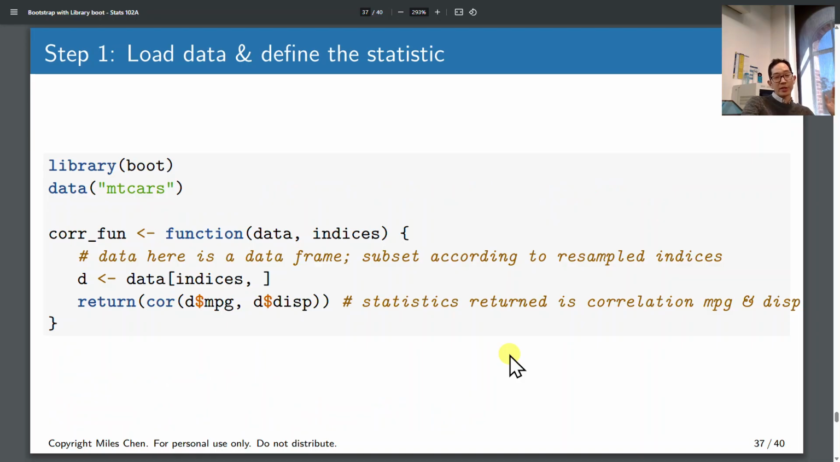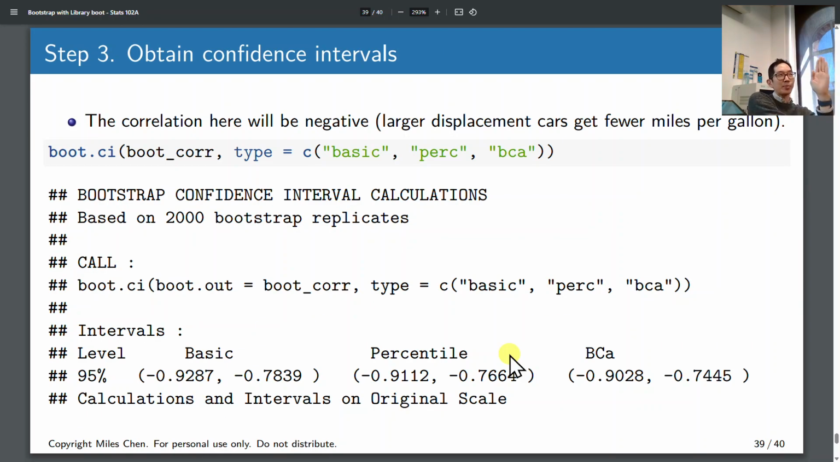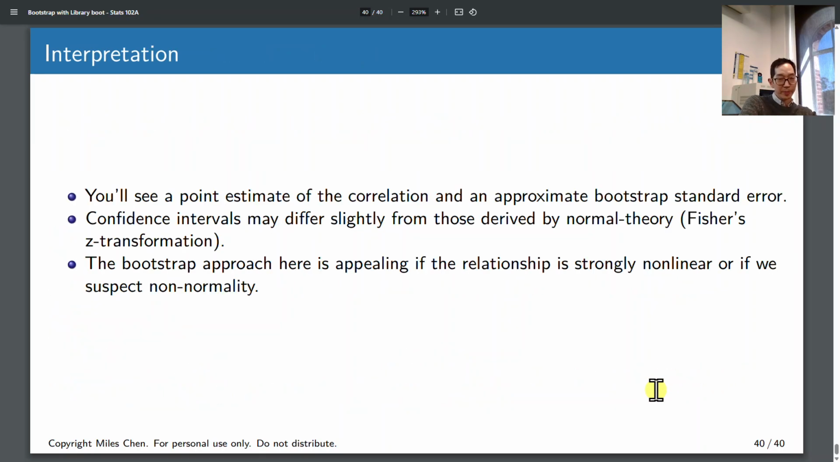So there's a hard cap, a lower bound of -1, and negative 0.847 is already close to -1. So the lower bound of our interval is just not going to touch -1, and each of these methods has its own correction factor to avoid getting too close to -1. So my bias corrected one is negative 0.9028 to negative 0.7445. That's probably going to be our recommended interval here. Okay, and that's what we have.